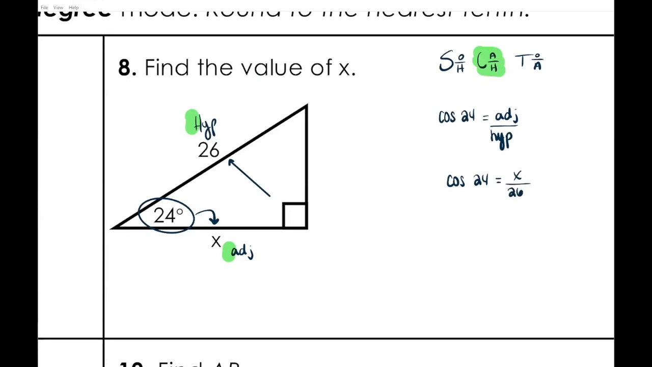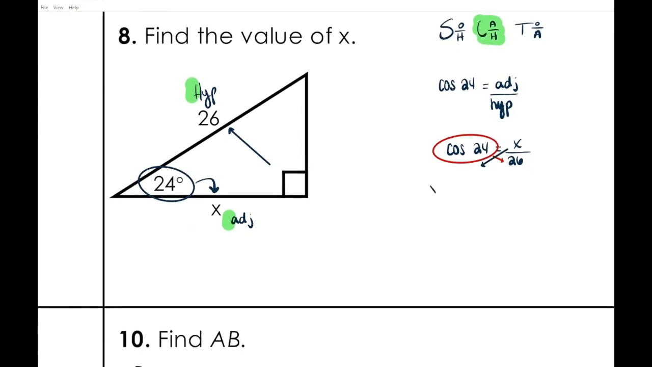And then we're going to cross multiply. Do not forget that cosine of 24 is its own thing. It can't be separated. We're not just going to multiply by 24 and leave the cosine behind. We're going to take cosine of 24, multiply it by our 26, and then x times the understood 1. So x equals, we're going to put the number in front of the trig function. So 26 times the cosine of 24, because it's its own thing, it can't be separated.